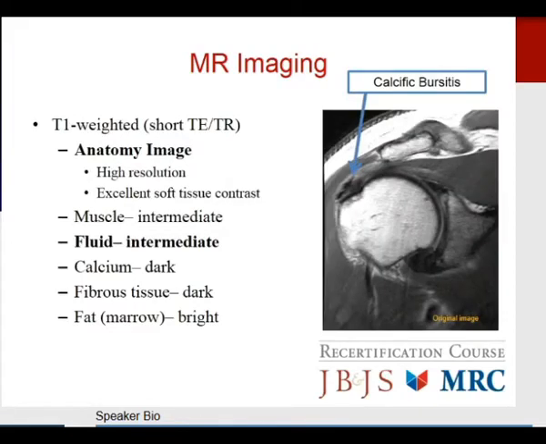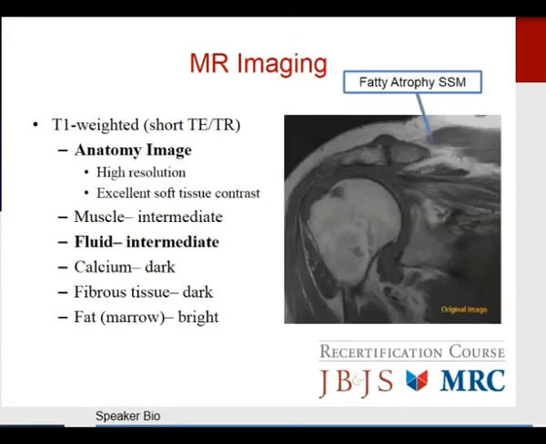Calcifications show up dark, so we can see calcific tendinitis as a focal globular area of low signal abnormality within the bursa or within the tendon. Fat signal is bright, so this is helpful for evaluating abnormalities such as fatty infiltration of the muscle. Here we see bright signal within the supraspinatus muscle indicative of fatty replacement or fatty infiltration of the supraspinatus muscle.